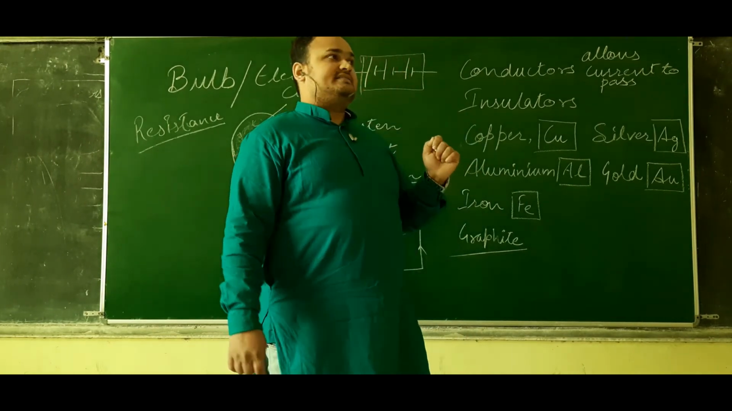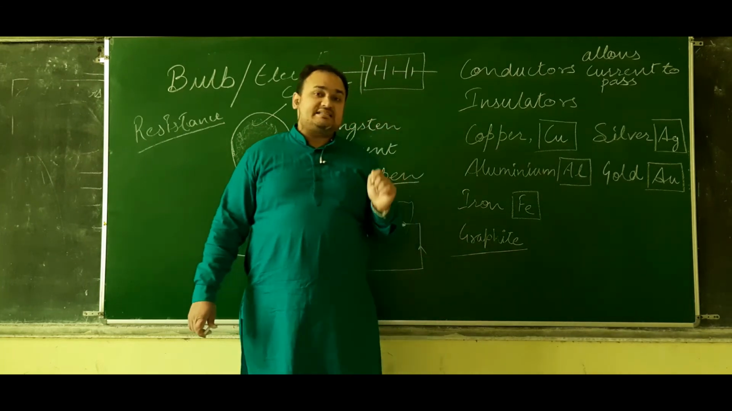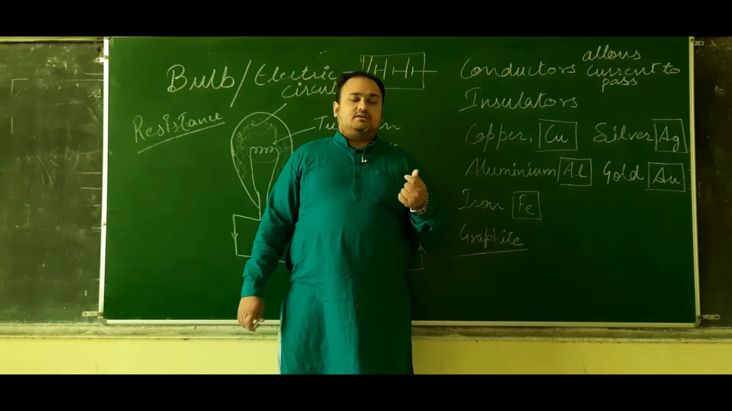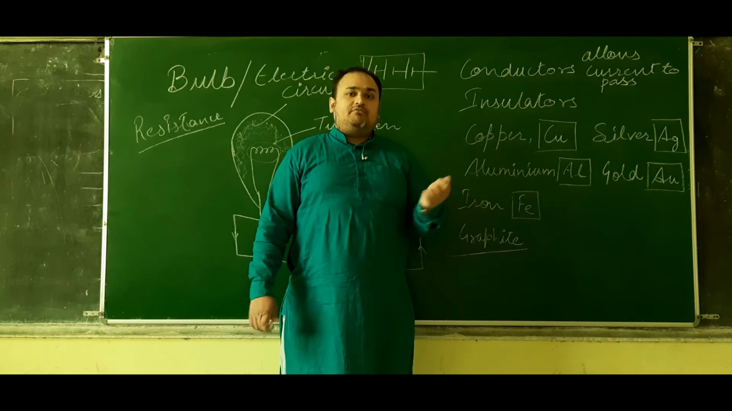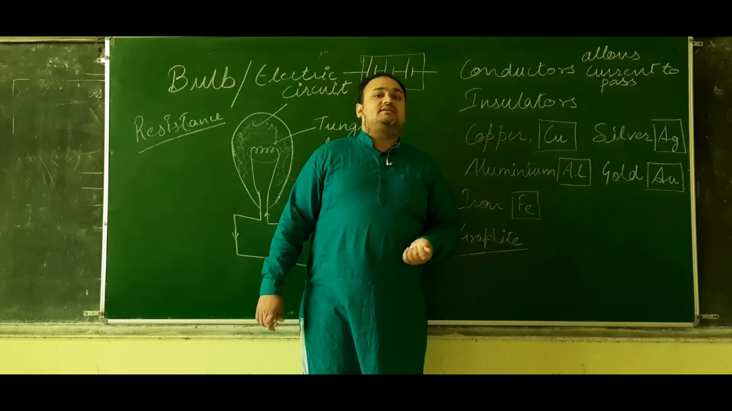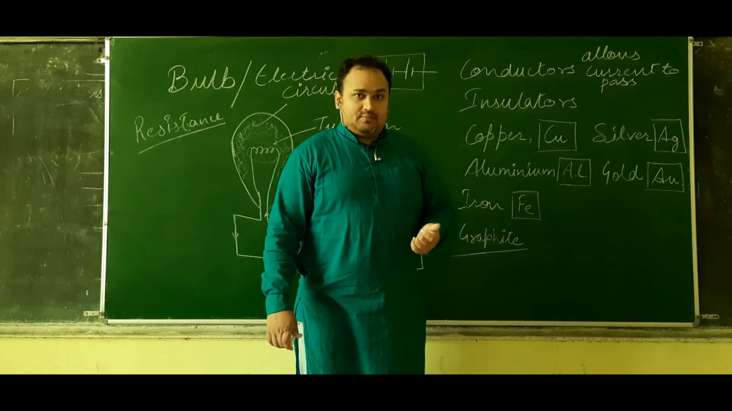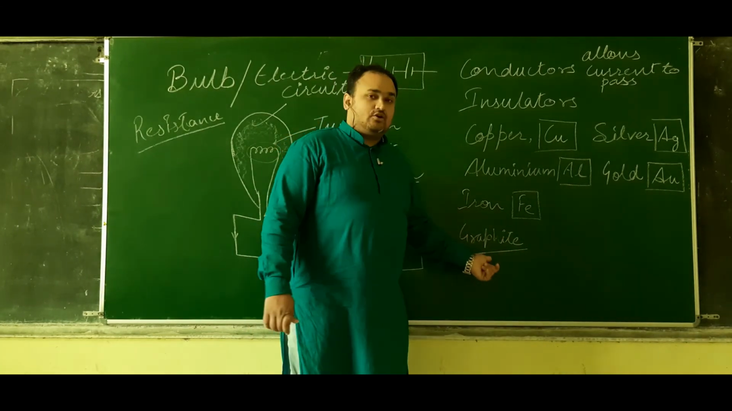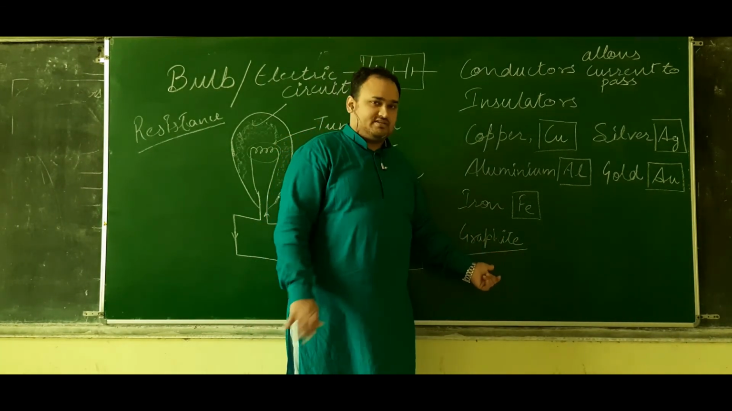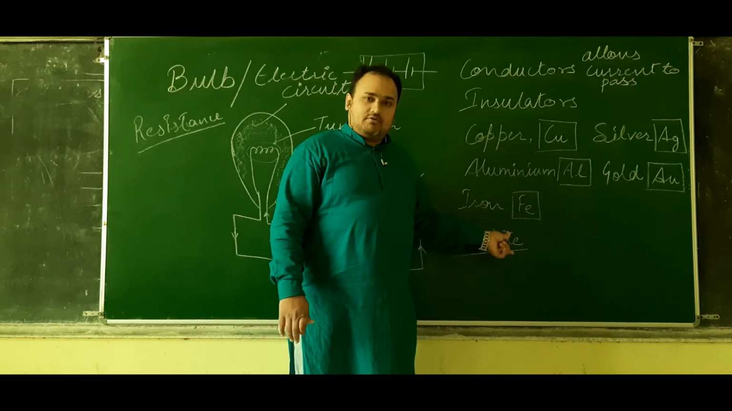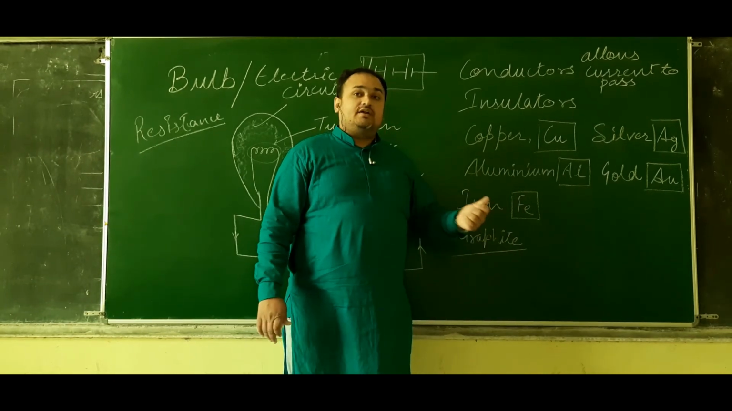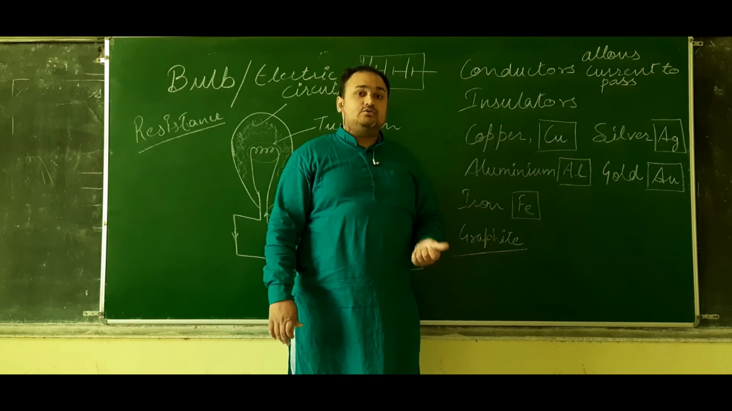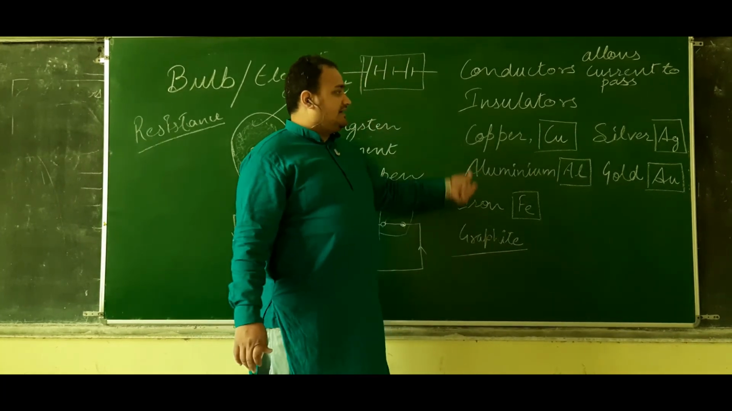Okay, it is an exception. Graphite is a non-metal. It is made up of carbon. Normally, carbon doesn't allow current to pass through it. But this is a special allotrope of carbon. Now we don't need to understand what is allotrope, but it is a special form of carbon which allows current to pass through. So it is a conductor.